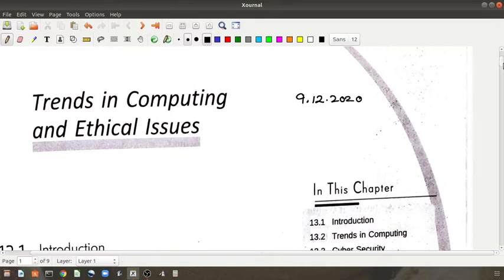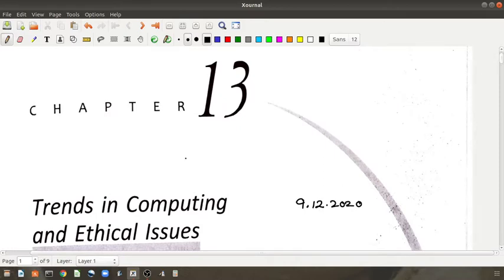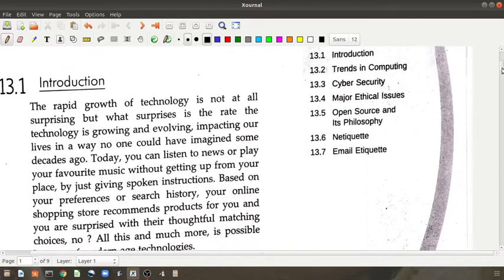Hello everybody. Today we are going to start with chapter 13, which is on trends in computing and ethical issues. In today's lesson we will be basically concentrating on trends in computing. Trends in computing means what are the new technologies that are coming into computer science, and how it is growing and evolving and occupying more and more importance in our day-to-day life.